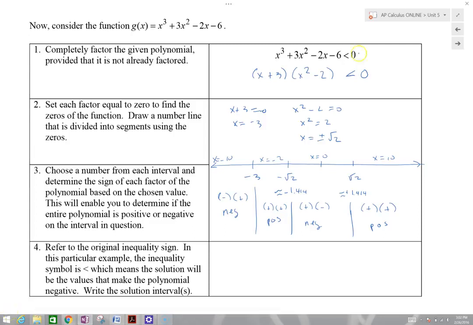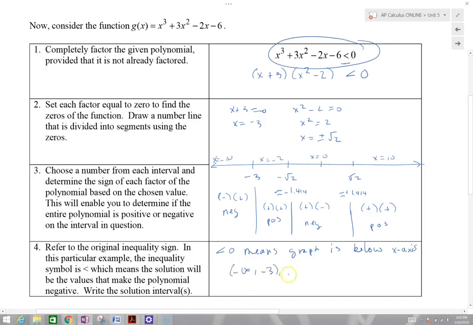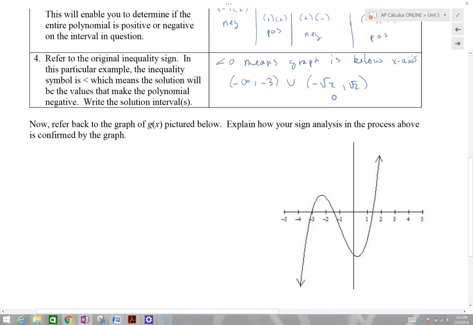So to solve this problem, we're going to refer back to the original problem, and we want this to be less than 0. So we want all the places where the function is less than 0, or where it's going to be negative. So we want less than 0, which means the graph is below the x-axis. This is where f of x is negative. So we end up with the intervals negative infinity to negative 3, and from negative root 2 to positive root 2. And then we can compare that to our graph right here.